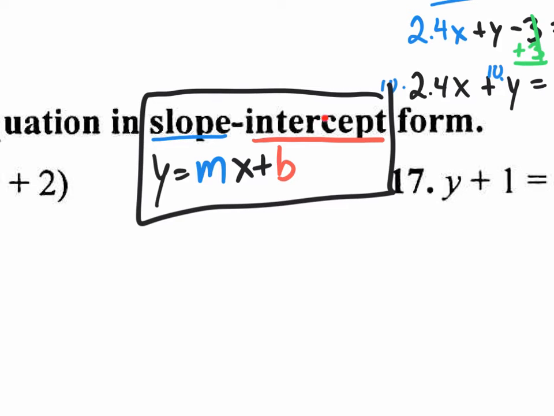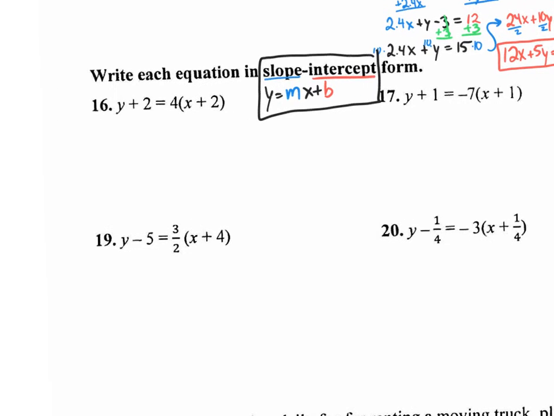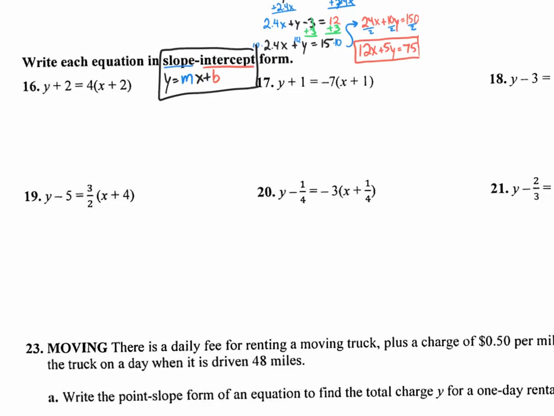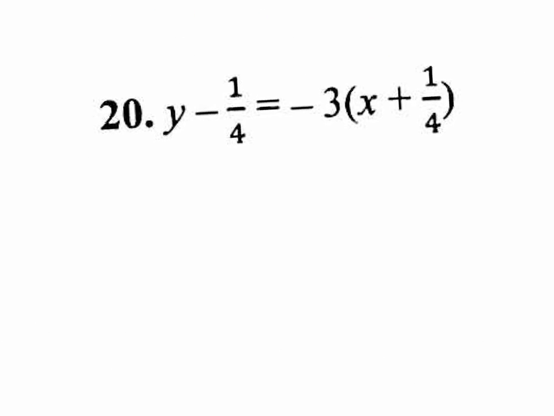The slope is in blue, the y-intercept is the b value in red right there. So they want us to make the equation look like this, and as you could see, none of these look like that. They all look like point slope form. That's what we're focusing in on this section, point slope form. I will do the last one, 20, and if you understand number 20, you'll probably be able to do numbers 16 and 18 very easily. So let's take a look at number 20.